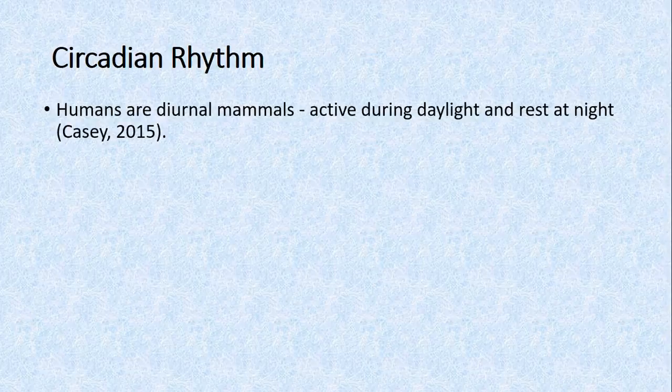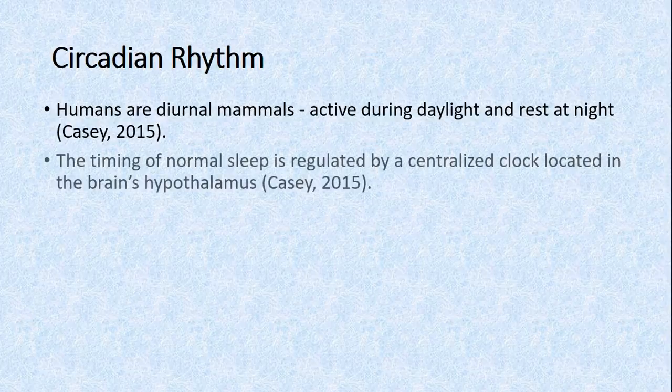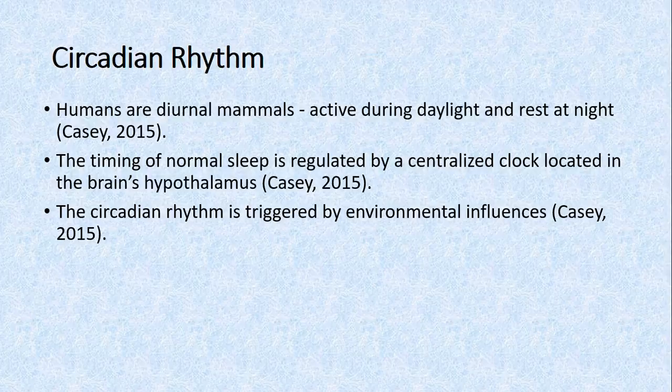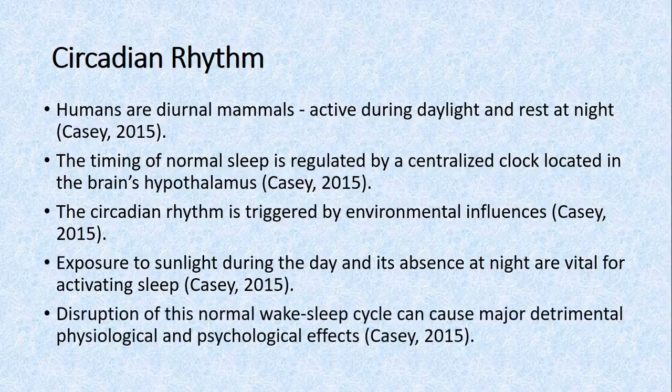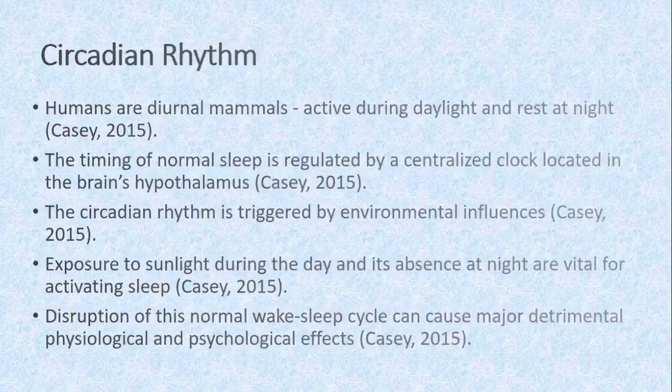Another key component to a normal sleep cycle is the circadian rhythm. Humans are considered diurnal mammals, meaning they are active during daylight and rest at night. The timing of normal sleep follows this pattern and is regulated by what can be described as a centralized clock located in the brain's hypothalamus. The circadian rhythm is triggered by environmental influences, specifically the exposure to sunlight during the day and its absence at night are vital for activating sleep. Disruption of this normal wake-sleep cycle can cause major detrimental physiological and psychological effects. If repeated over time, these disruptions become the basis of sleep disorders.